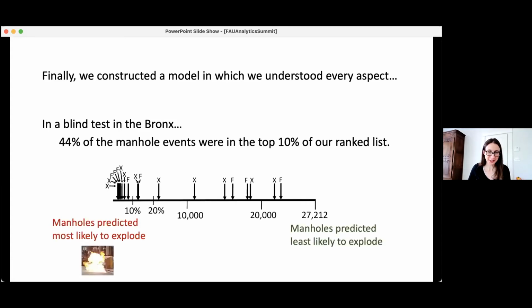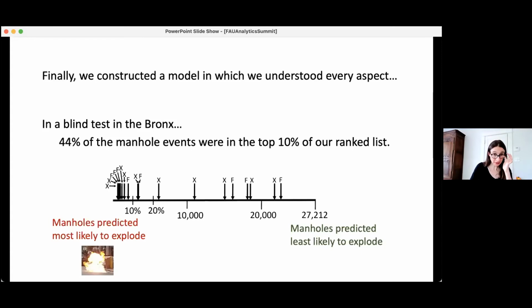This is the result that we did in the Bronx. There are 27,212 manholes in the Bronx that were ranked by our model in order of their probability to explode or have a fire or a serious smoking manhole. And this is our ranked list. If there is an arrow with an X, it means that manhole exploded that year. And if there's an F, it means that the manhole had a fire in that year. And again, this is a blind test, so we didn't get any of the data from that year.